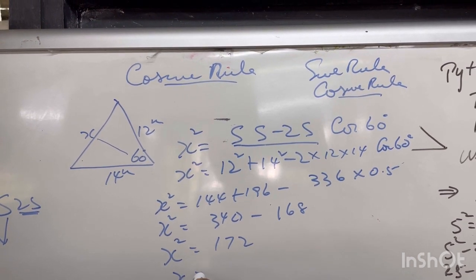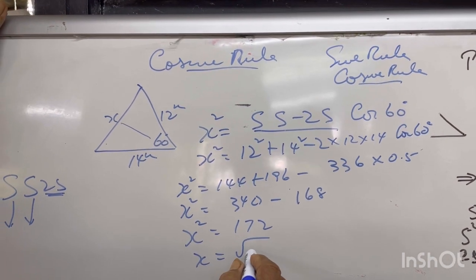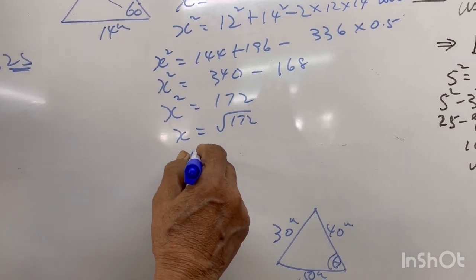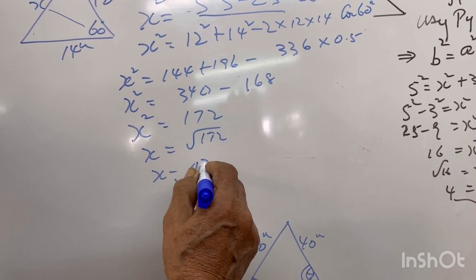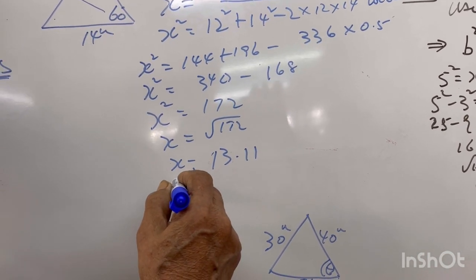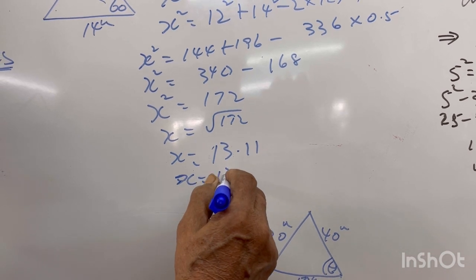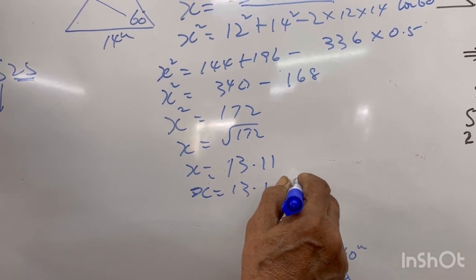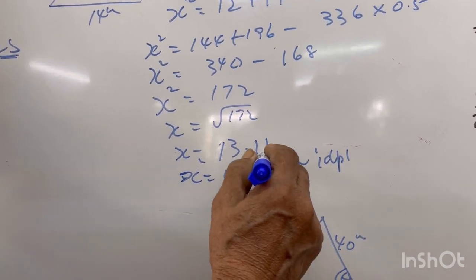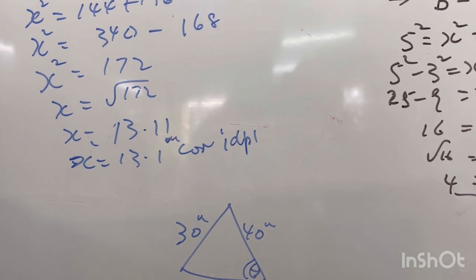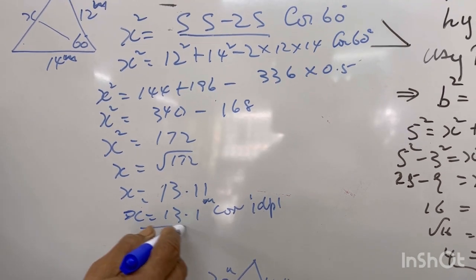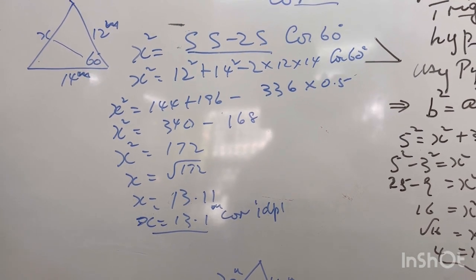So x squared is equal to 172. x is equal to the square root of 172; you root the other side, and I use the plus. So x is equal to 13.11. That is, x is equal to 13.1 correct to 1 decimal place. That's meters. And that's using the cosine rule.